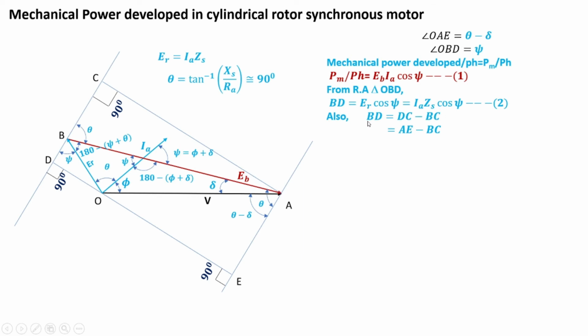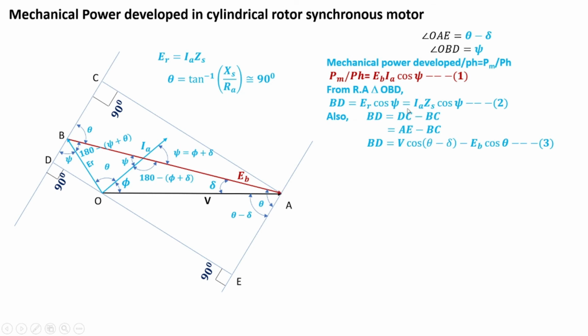So what is BD? BD is obtained as IA ZS cos psi. What is AE? In order to find out AE, we can use the right angle triangle OEA. Here voltage is hypotenuse and this angle is theta minus delta. AE is equal to V cos theta minus delta. In order to find out BC, we can use the right angle triangle ACB with the angle theta and hypotenuse is EB. So BC is equal to EB cos theta.